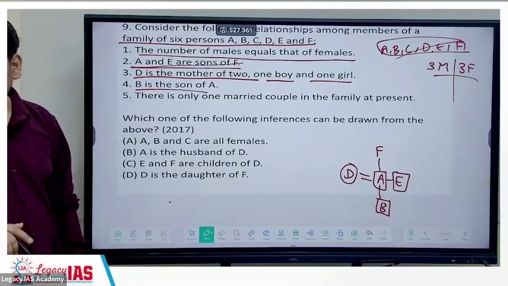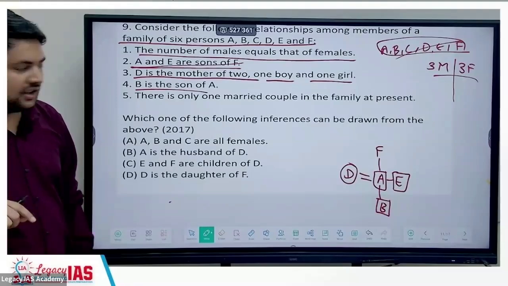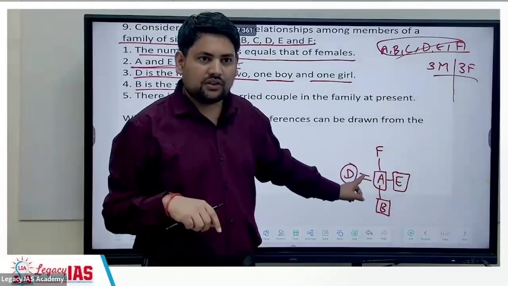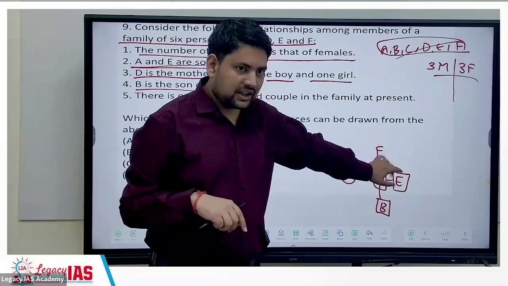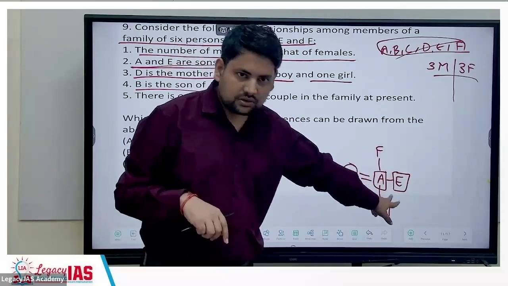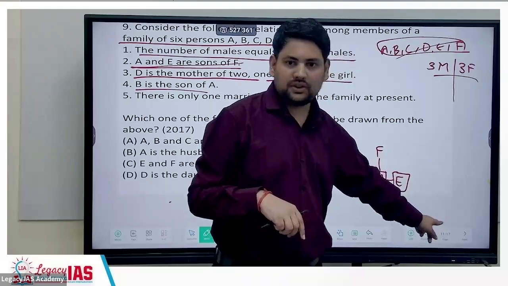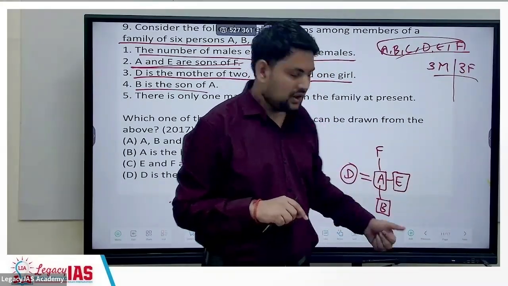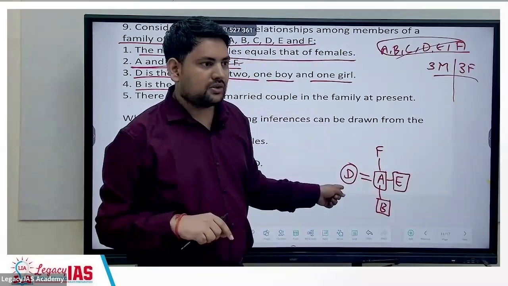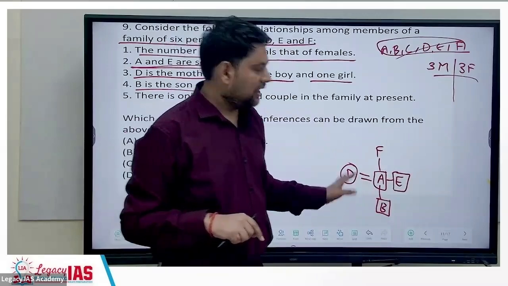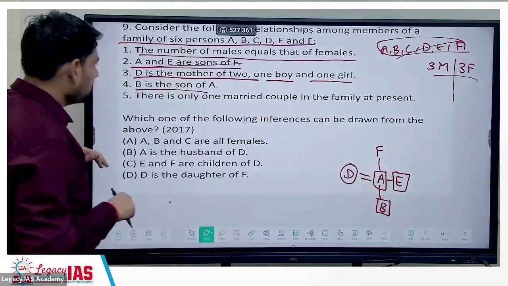Understood? There were three places where she could be the spouse. So we rejected F because then she'll have two sons. We rejected E because then we'll have to introduce two other people, which is not possible. Only six people are there. So that's why D has to be somewhere here. Now let's check if everything is covered.